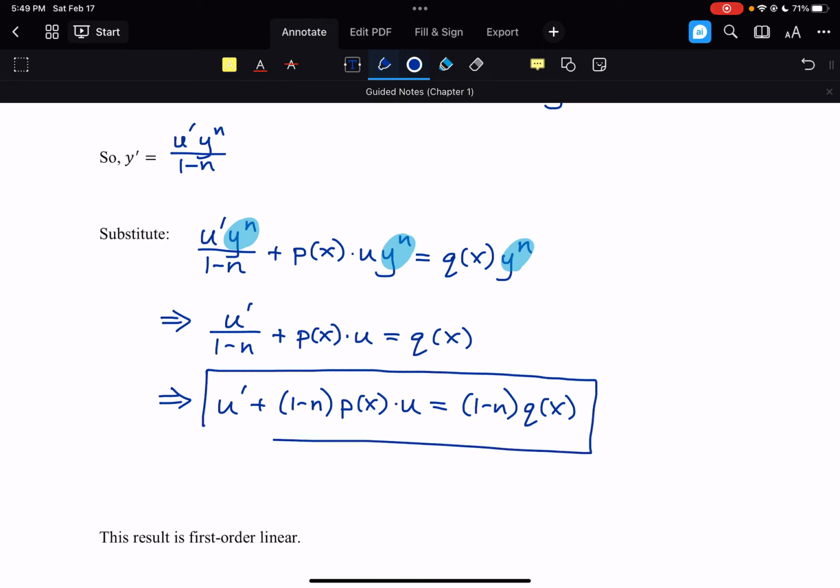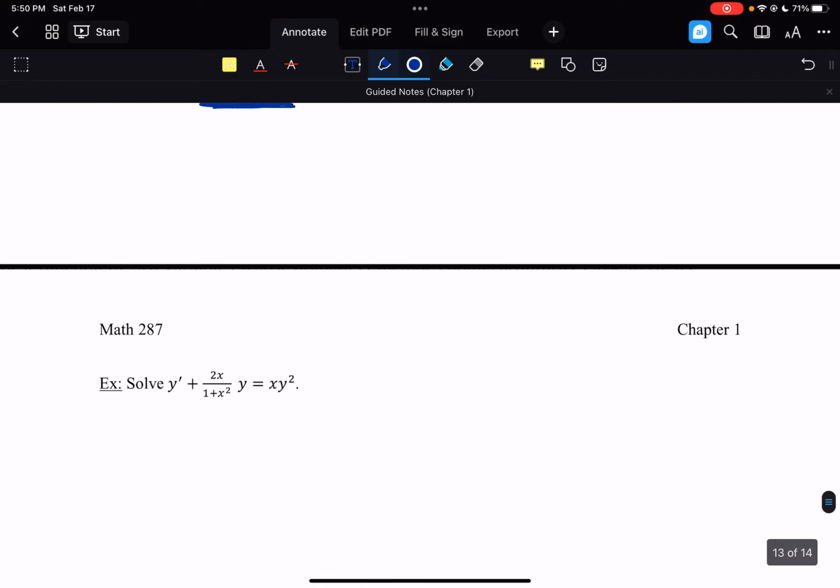And this result is first order linear. So this new version of the formula that we found in terms of u, so this is u prime plus some function of x times u equals some function of x. Now we can solve this as a first order linear differential equation. And then when we're done with it, we can switch it all back to y's at the end of the problem so that we have it in proper context. So let's try an example up at the next page.